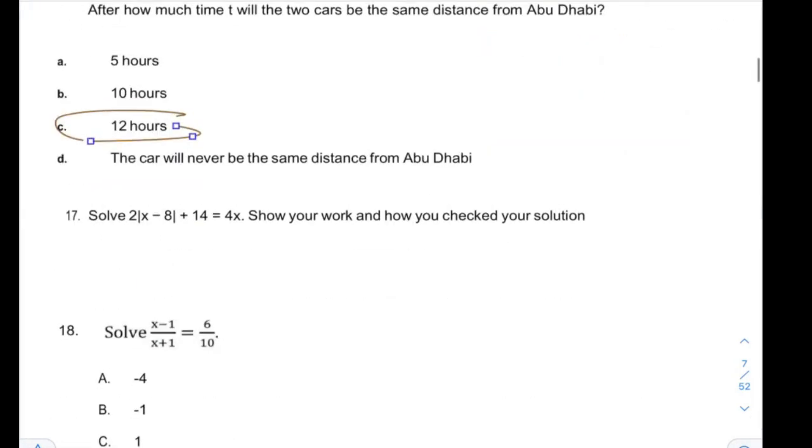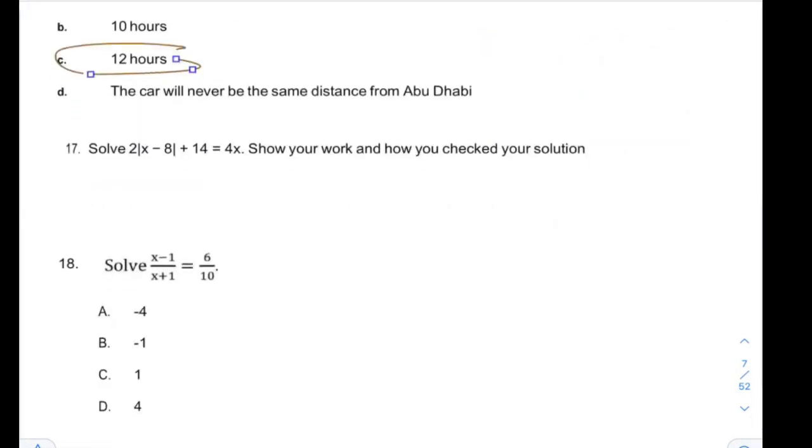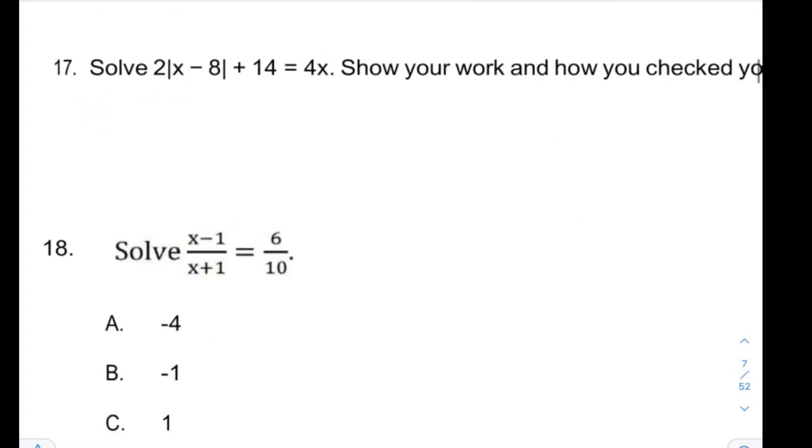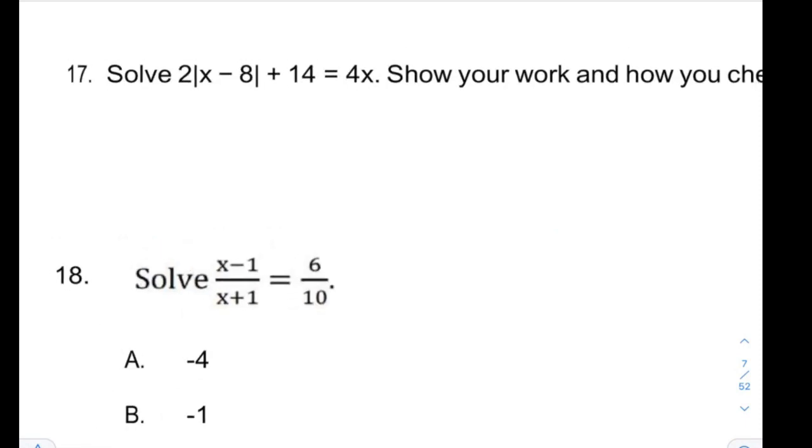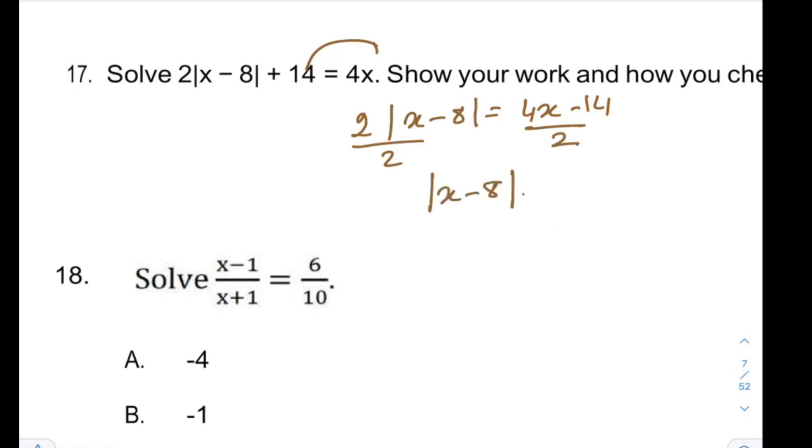Now let's solve. This is a little bit more advanced question for the absolute value, since we end up with an expression after arranging it. We said that we have to isolate the absolute value. So this will be 2|x minus 8| is equal to 4x minus 14. Still, we need to divide by 2. So |x minus 8| is 4x divided by 2 is 2x, minus 14 divided by 2 is minus 7.